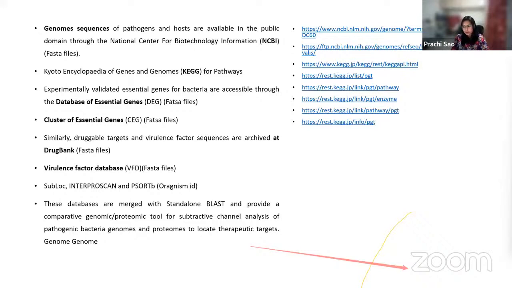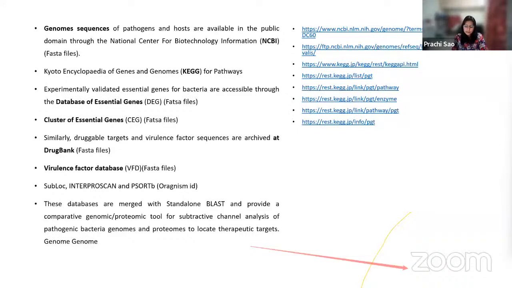Now we can do subcellular localization studies using different tools. There is SubLoc, there is InterProScan, then there is PSORT, and there are a number of tools which can be used. I prefer using PSORT because it is more specific. The algorithms behind the tools are different, so whenever you are selecting a tool, you have to look at the algorithm and understand your purpose. Based on that, you can select the tools.